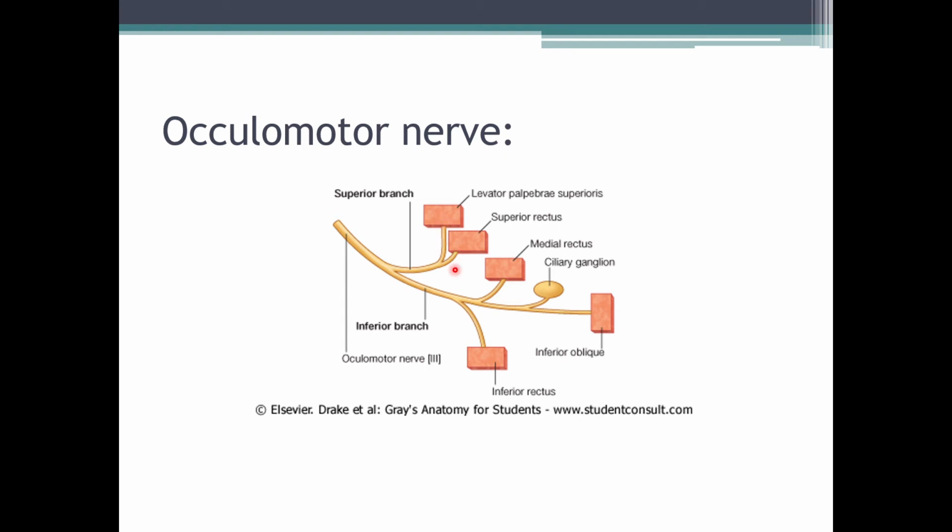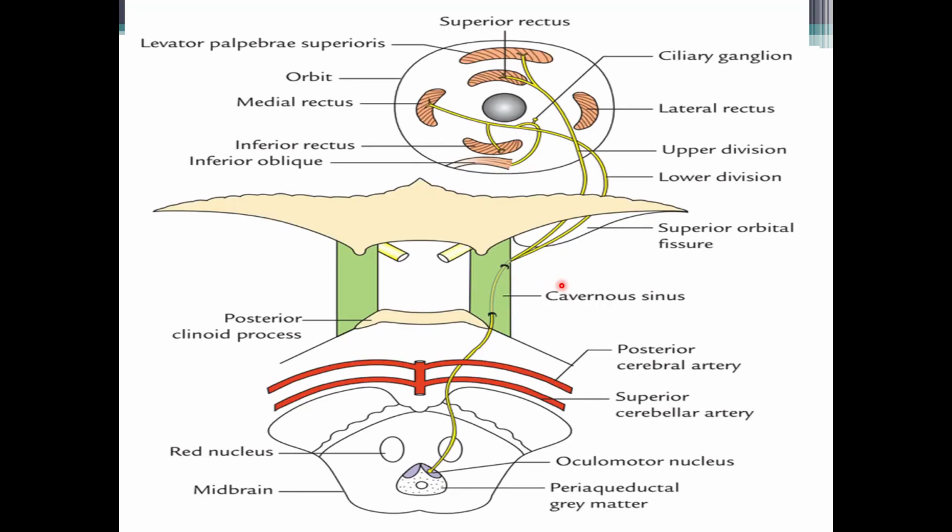So the main supply to the muscle is this. Another important function is the general visceral efferent to the pupil, which functions via the ciliary ganglion. Now first let us discuss the origin of this nerve.